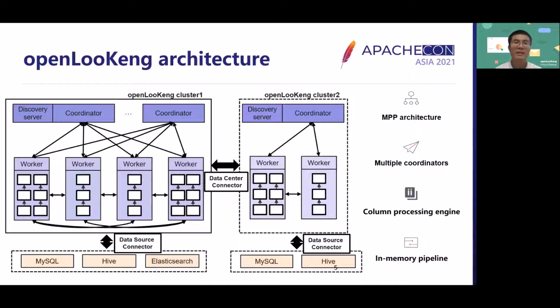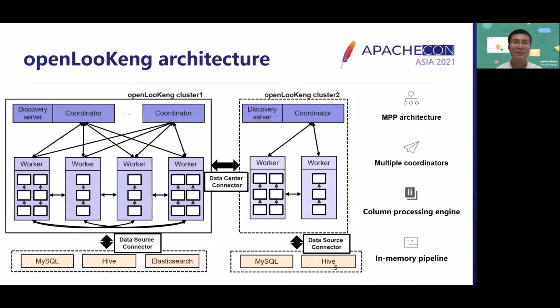As we can see in the figure, OpenLooKeng has two typical designs. One is the data source connector, which we can use to connect different data sources such as MySQL and Elasticsearch. And we can also use the data center connector to connect one OpenLooKeng cluster to another OpenLooKeng cluster, and we can do queries across the network domain.